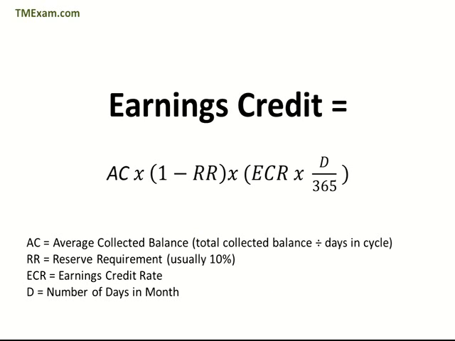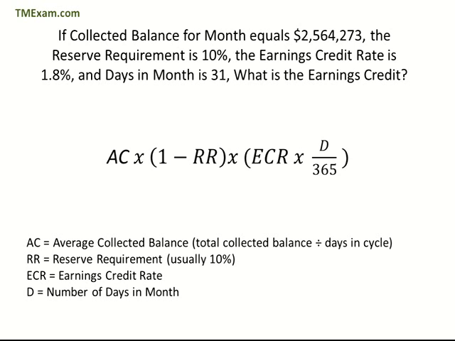So first we'll just go over what the earnings credit calculation looks like. It is the average collected balance times 1 minus the reserve requirement times the earnings credit rate, which is multiplied by the days in the month or period divided by 365. It looks a little daunting, but as you watch this video, you'll see that it's actually pretty easy to do if you break it down in parts.